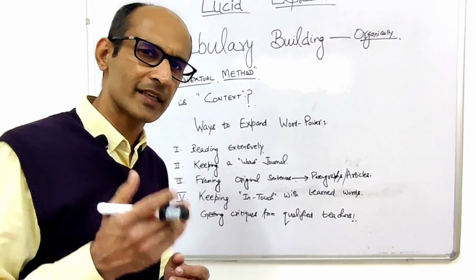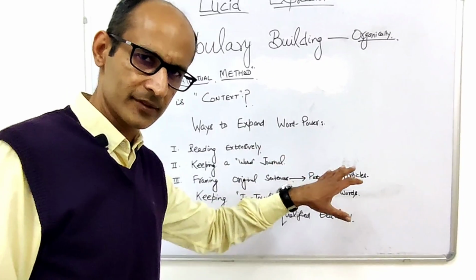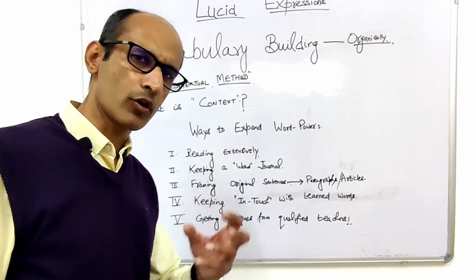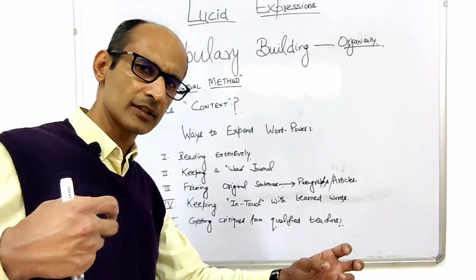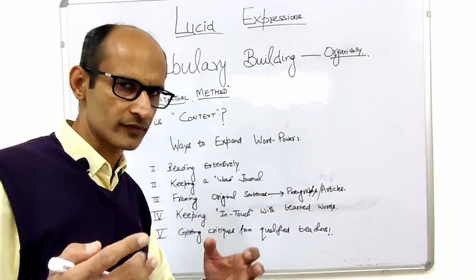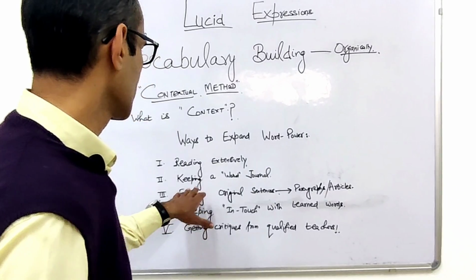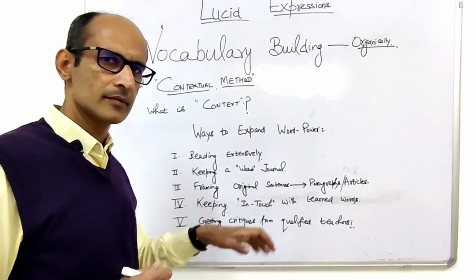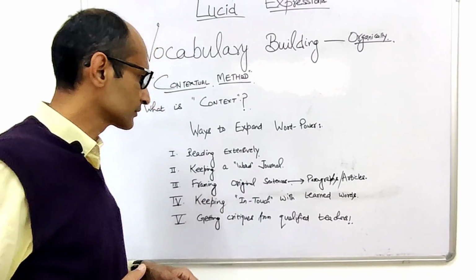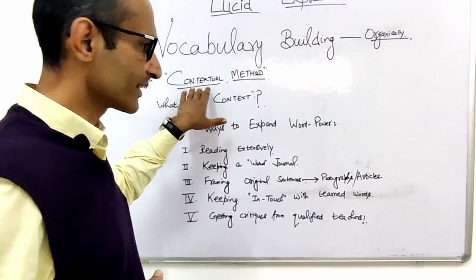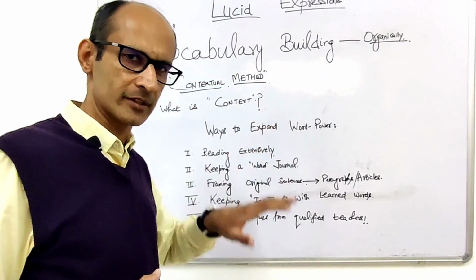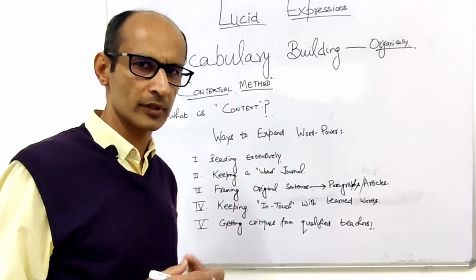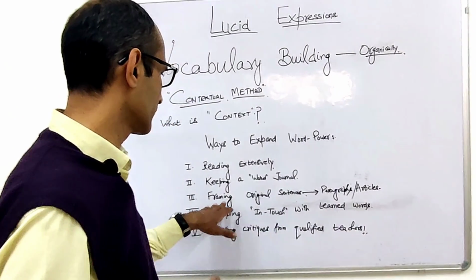Play around with those words, spend some time before you go and look those words up in a dictionary of your choice. Write down its meaning as you perceive it from its context. And then when you look it up, you'll be surprised at how close your meaning was to the actual theoretical definition of that term. Two, keeping a word journal. Make a list of words that you have learned through this method, the contextual method. Give it an interesting title like the world of words or whatever you want.